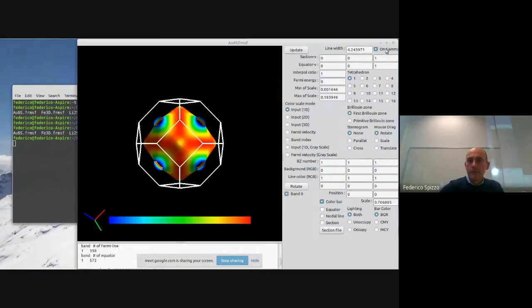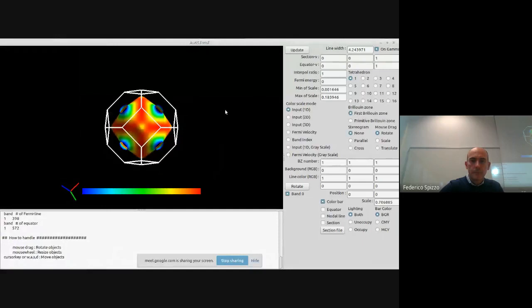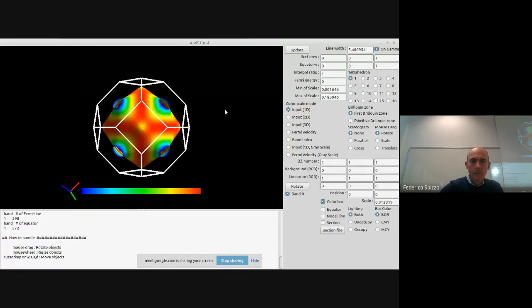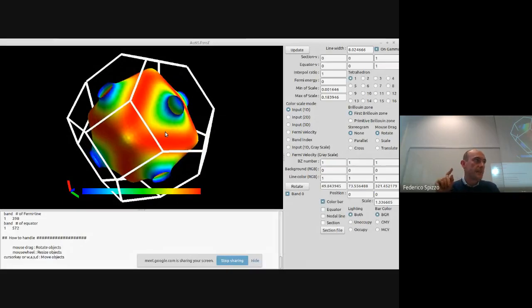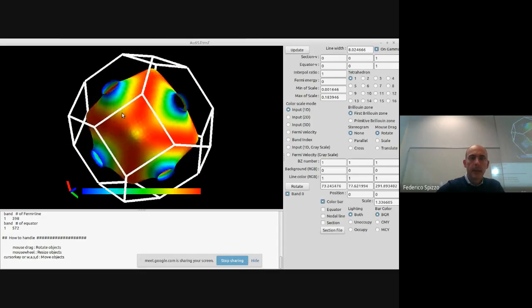This is gold. Gold is an FCC metal. So the lattice of gold is an FCC lattice. When you switch to the reciprocal space, you have a BCC lattice. So you notice that the structure of this Brillouin zone is different from the structure of the previous Brillouin zone.